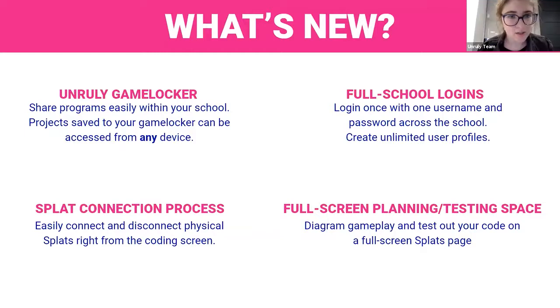All right. So what's new with App 2.0? There are four main things that are coming up new. The first biggest one is the Unruly Game Locker. We call the Game Locker basically our cloud. This allows you and your students to open up any project anywhere. As long as they have saved their project and synced it to the Game Locker, they can access that project from any device. So if I make a project in computer science and then would like to go and play it in PE, it's super easy to do so.